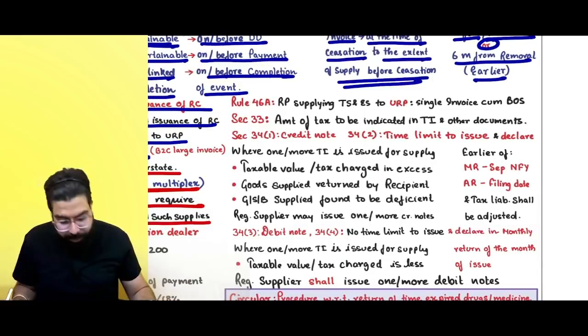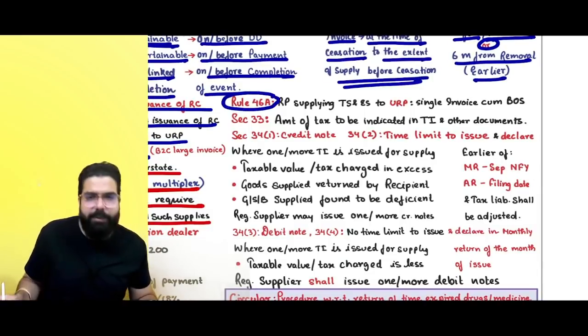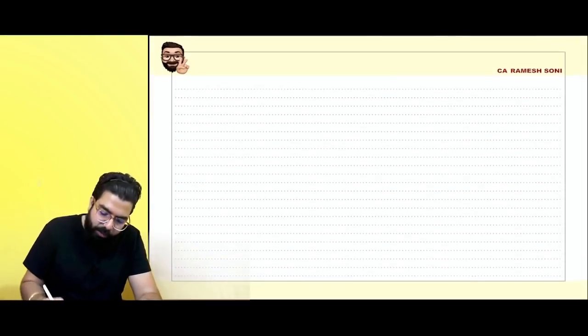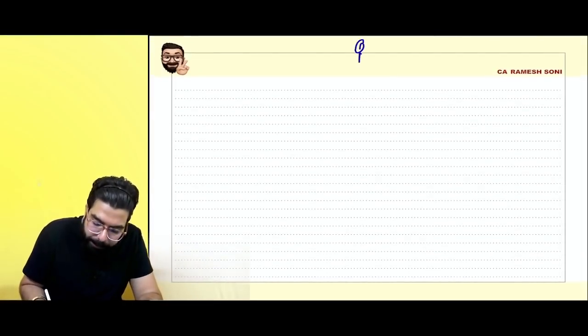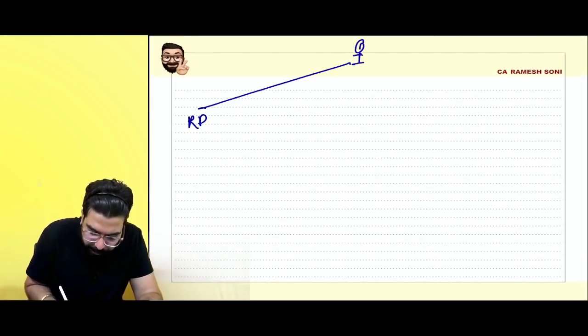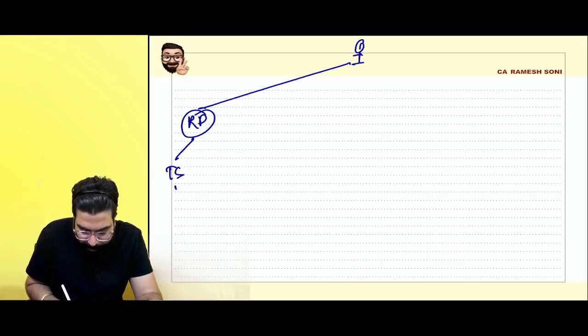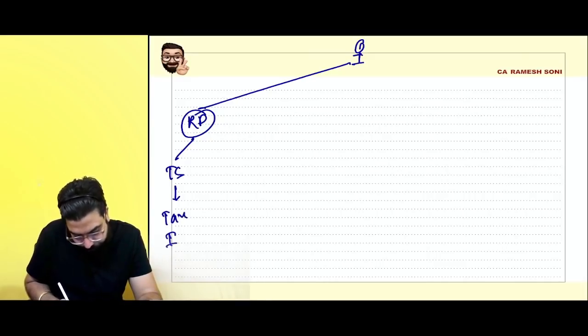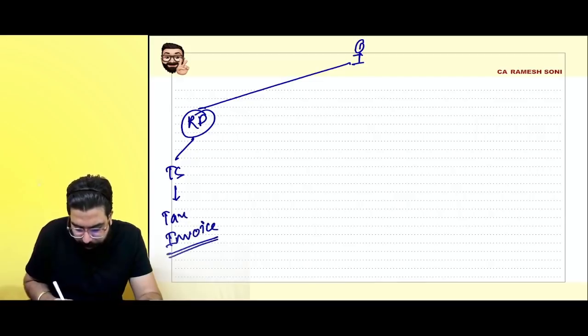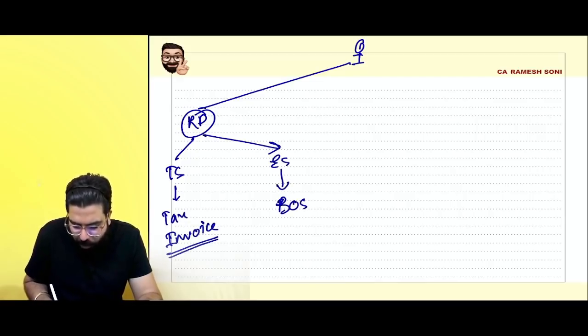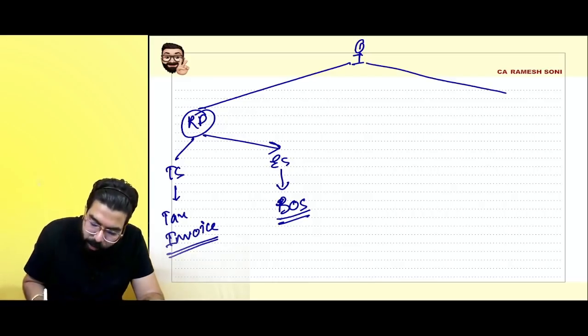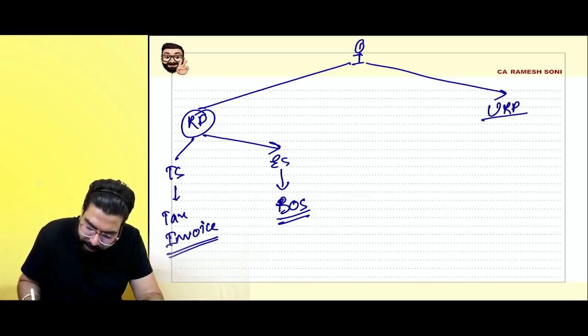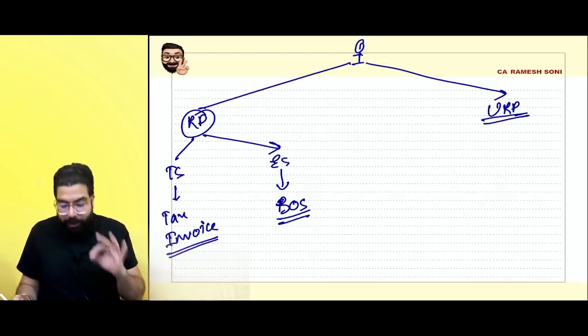Before we go to section number 33, there is a rule number 46A. Please listen to me very carefully to what it says. For example, I am supplying to a registered person. If I am supplying taxable supplies, I will issue a tax invoice. If I am supplying exempt supplies to a registered person, then I should issue a bill of supply.